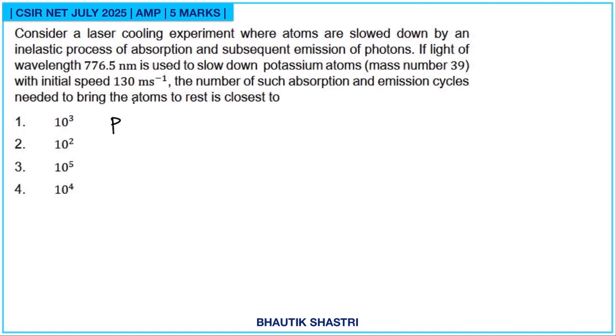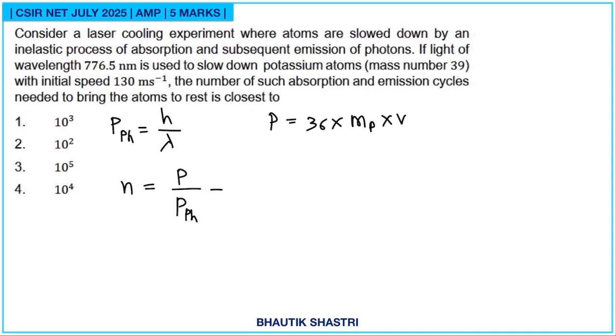let's calculate momentum of those photons. So that will be equal to h by lambda, and momentum of the potassium atoms, that will be equal to mass into velocity. So mass will be 39 into mass of one proton into v. So the number of such absorption and emission cycles, that will be equal to this momentum upon momentum of photon.